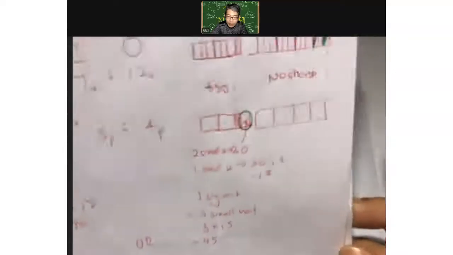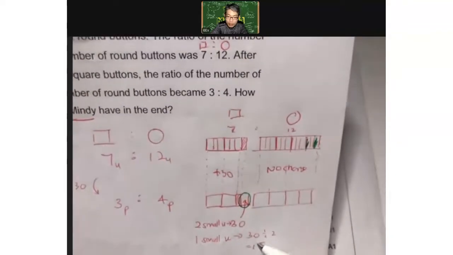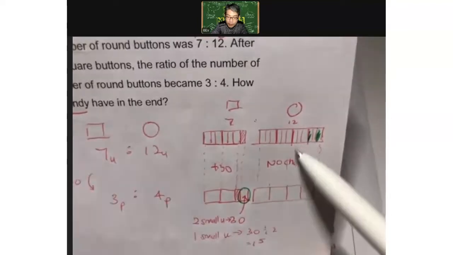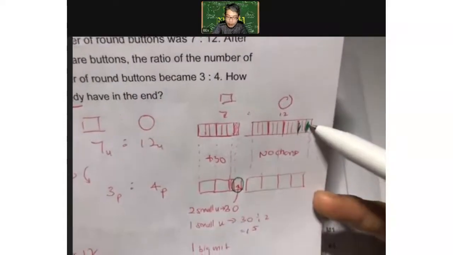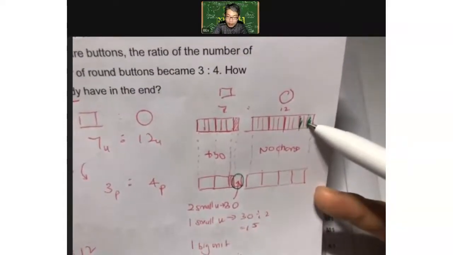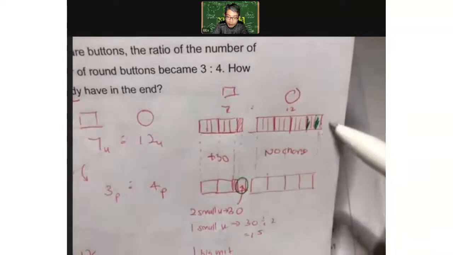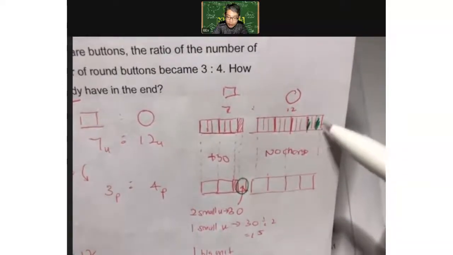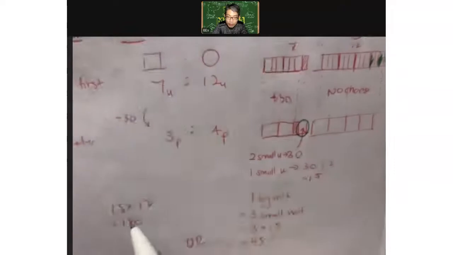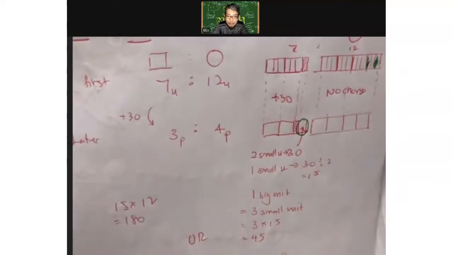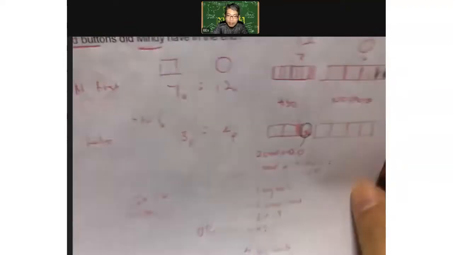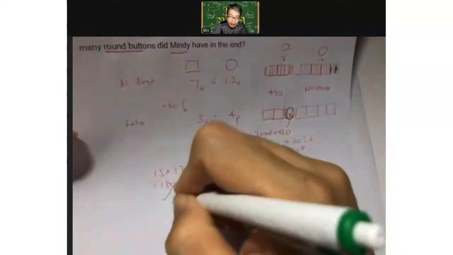Or another way you can do it is this. You find out what 1 small unit is, 15. And the round buttons, there will be no change in it. If 1 small unit is 15, 12 small units will be just simply 12 times 15 is 180. Much faster.